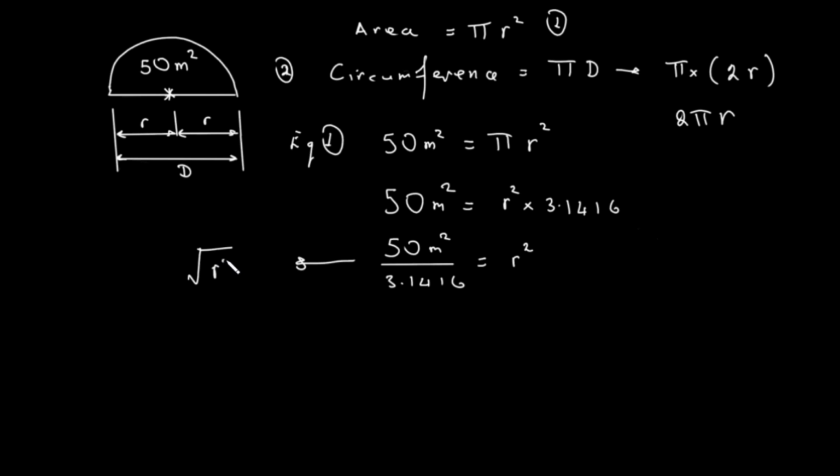The square root of r squared is equal to the square root of 50 meters squared all over 3.1416. That's rounded to 4 decimal places. So we have this condition here. To get the r on its own, we square root it. If we square root the right, we square root the left. So we want the square root of that lot, and that will give us the radius.